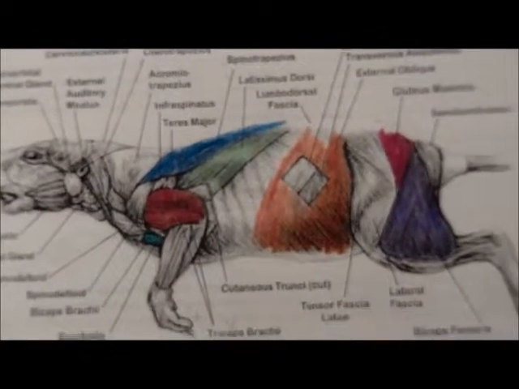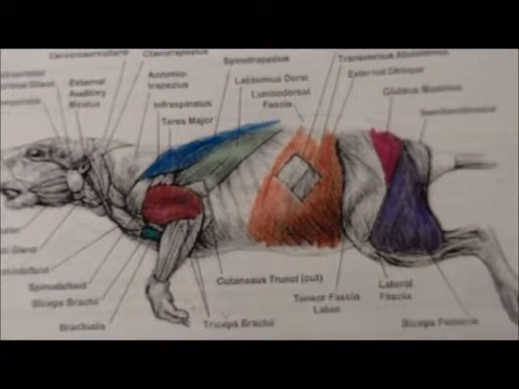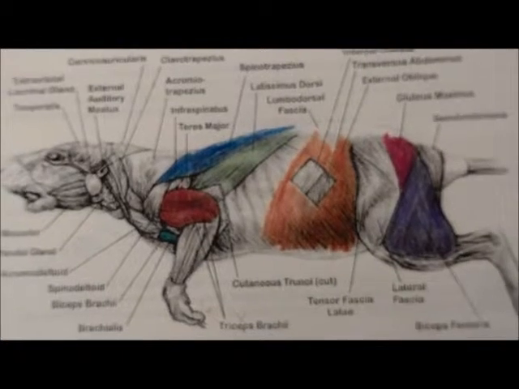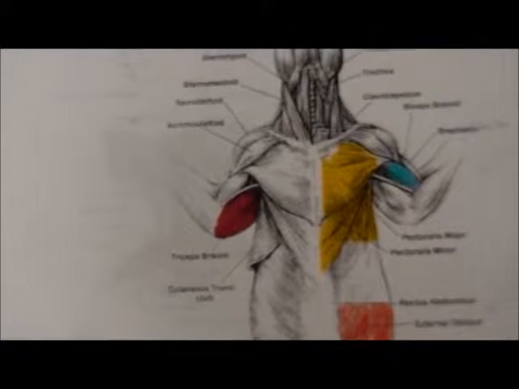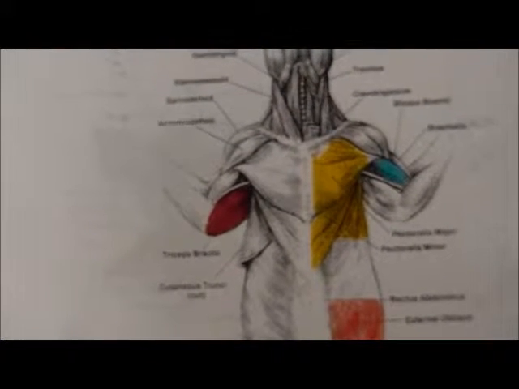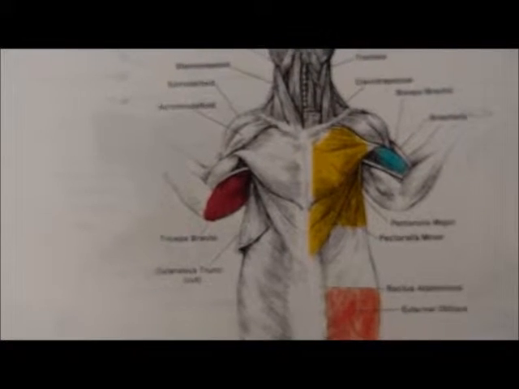Then we have the gluteus maximus, which is located on the lower back and rear. The action is it extends the thigh at the hip. Then we have the pectoralis major and minor, which is located in the chest area, and it adducts the arm, which draws it forward.